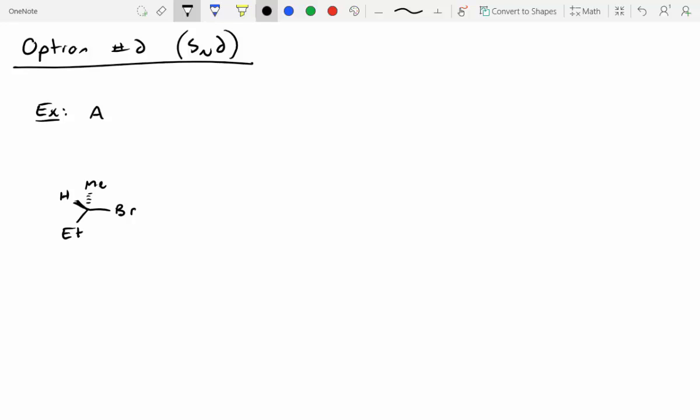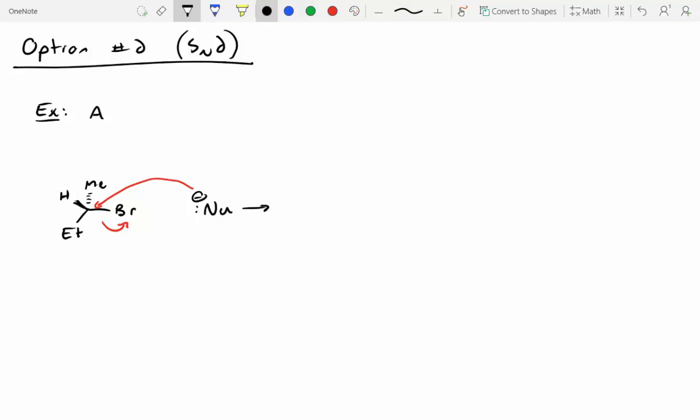Secondary. The carbon's attached to 2 other carbons, so it's going to be secondary. This is kind of an in-between case, but maybe it will do SN2. And in this case, let's draw our nucleophile as just a generic Nu-. And let's say I do a front side attack, and we kick off our bromine. Let's draw that transition state.